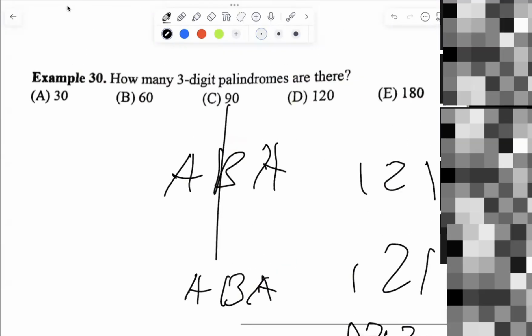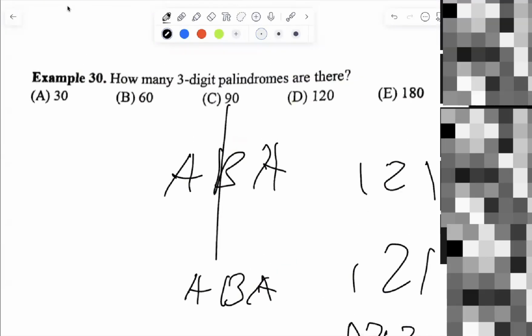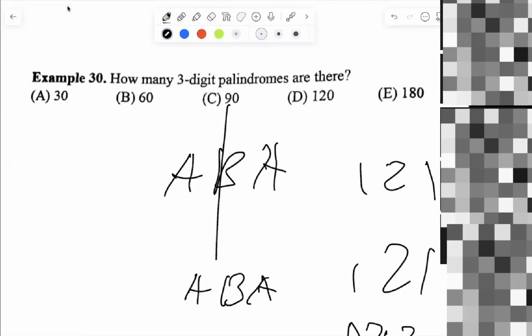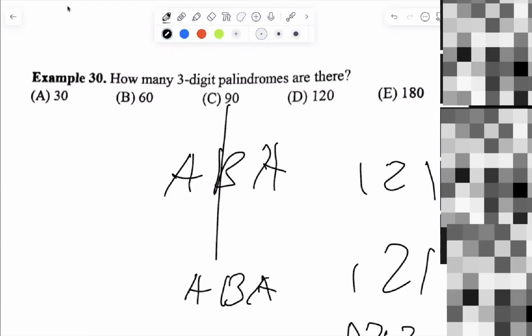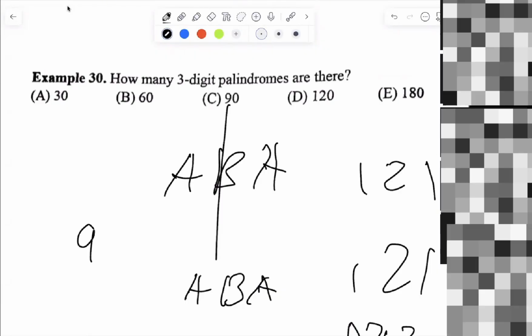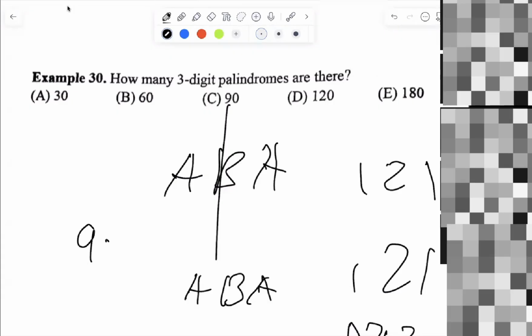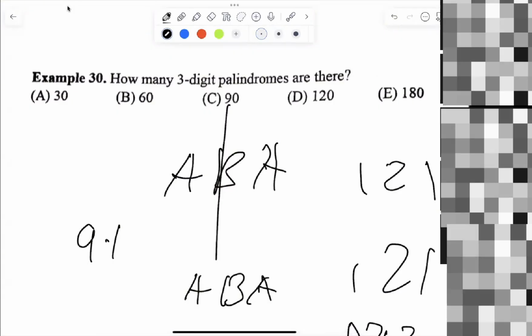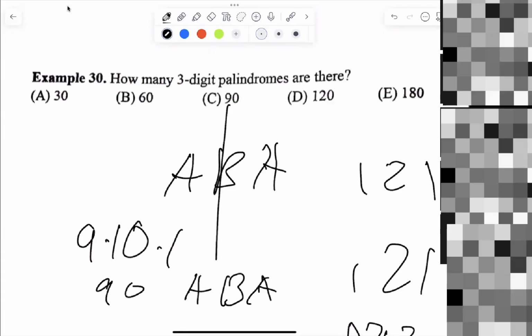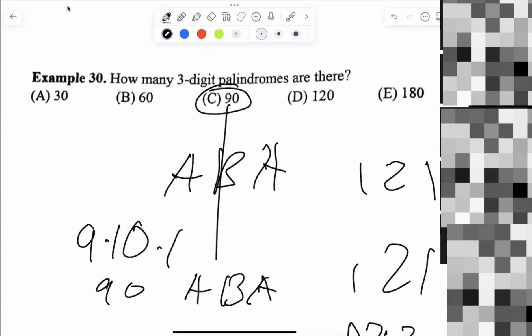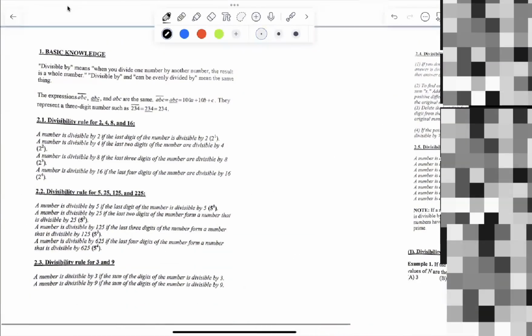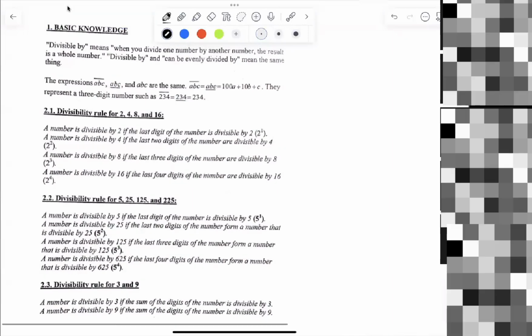How do we approach this? Notice that the first digit has only 9 choices, so the third digit has only one choice because they're the same thing. The middle can be any of the 10 digits, so 9 times 10. And we multiply by the 1 to get 90, or C. Right? Now let's move on to divisibility.